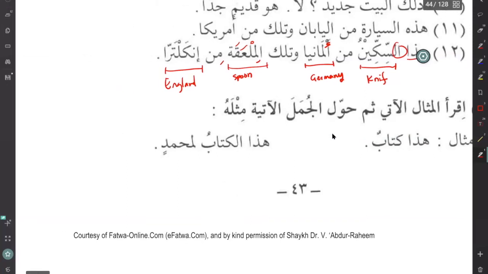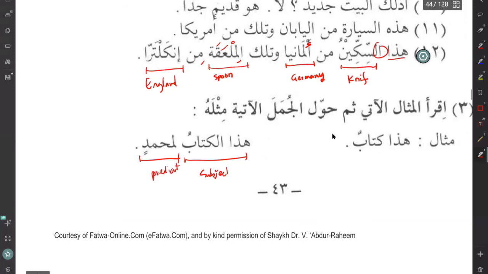But here we have a different one. It's هذا الكتاب. This book. If you stop here, this is not mufid. This is not a complete sentence. This book, what? What about this book? Now you need your khabar. Khabar is what is about this book. Li Muhammadin is for Muhammad. Okay, so this is your subject and this one is predicate. Yes?